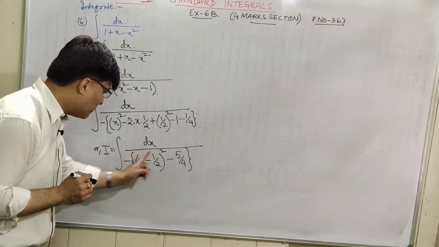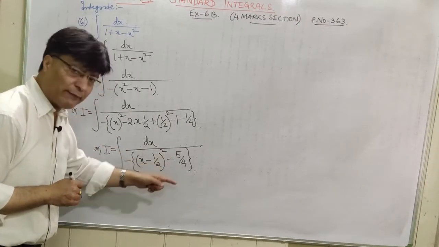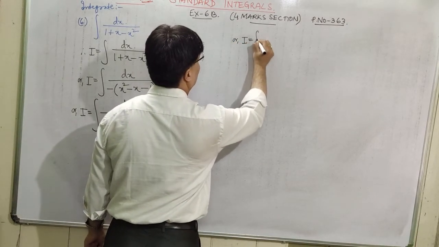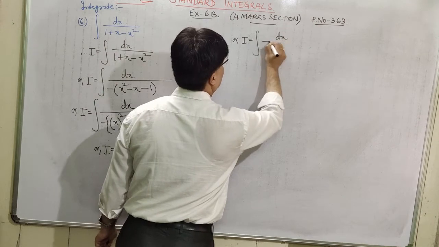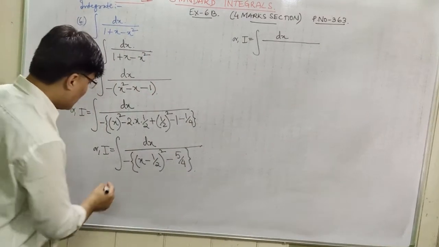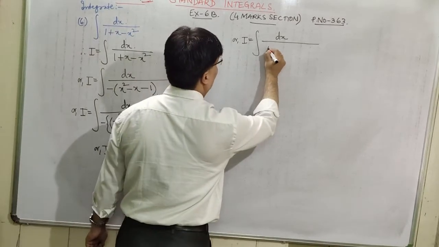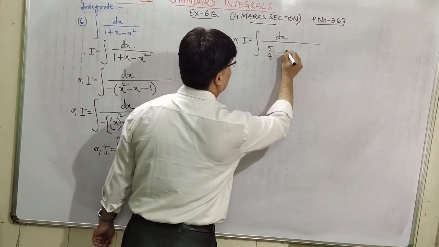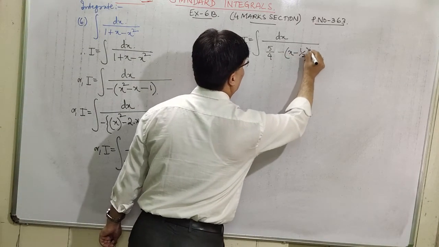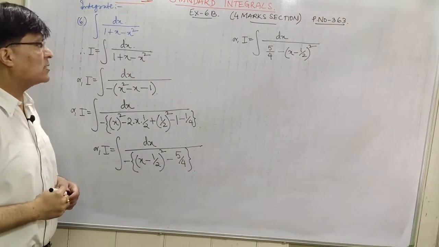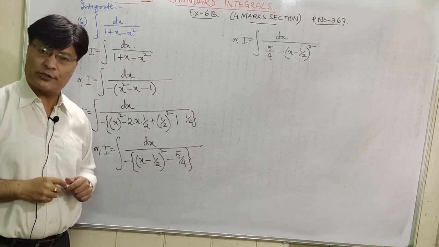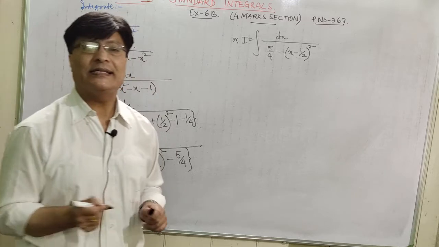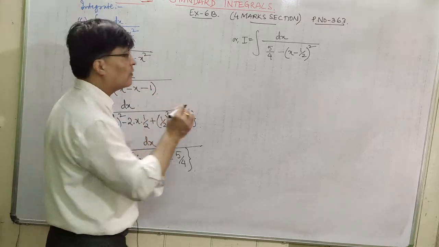Okay. So again multiply by the minus sign here. Minus into minus plus 5/4. Write down the positive term first. So I is equal to integration of dx divided by, now multiply by the minus sign, minus into minus plus 5/4, it is 5/4. Then minus into this plus, minus x minus half whole square. So you have to write 5/4 minus x minus half whole square in standard integral form.